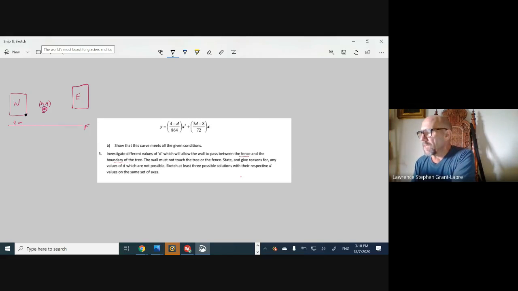The wall must not touch the tree or the fence, so it's got to pass between the fence and the tree. Okay, so really we just want it to pass in here. It has to pass in here. Sketch at least 3 possible solutions with their respective D.